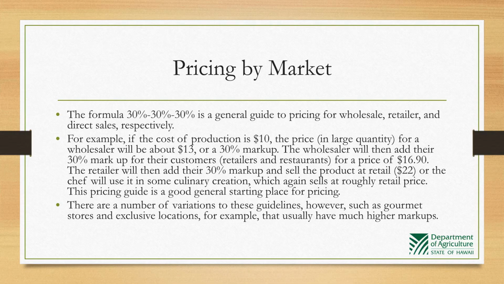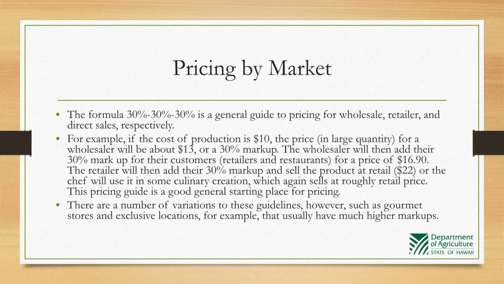The formula 30%, 30%, 30% is a general guide to pricing for wholesale, retailer, and direct sales respectively. For example, if the cost of production is $10, the price in large quantity for a wholesaler will be about $13, or a 30% markup. The wholesaler will then add their 30% markup for their customers, retailers and restaurants, for a price of about $16.90. The retailer will then add their 30% markup and sell the product at the retail of $22, or the chef will use it in some culinary creation, which again sells at roughly the retail price.